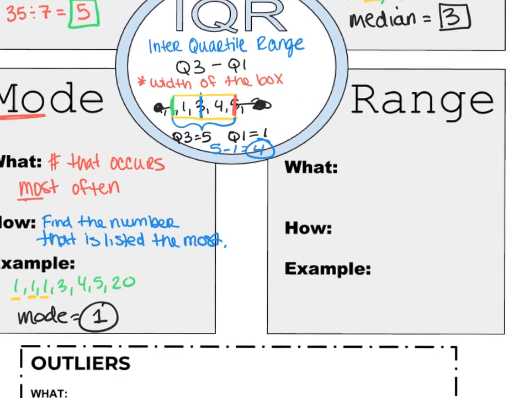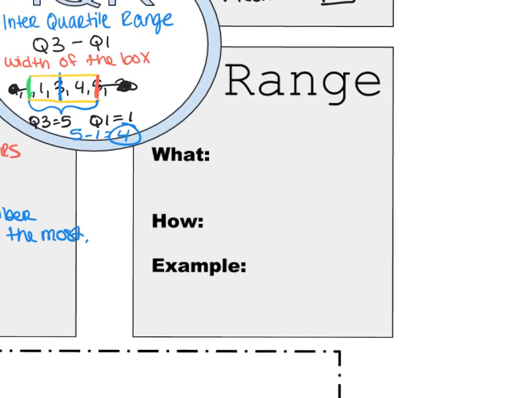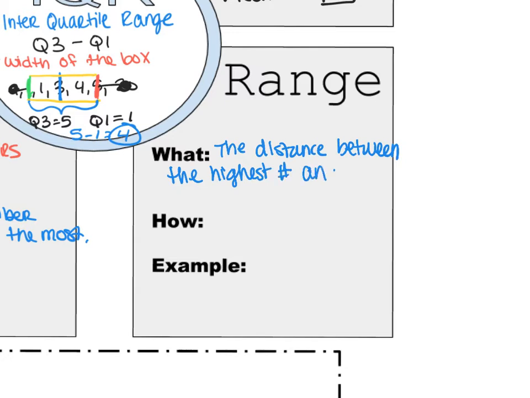All right, the last thing that we have is range. So range is the distance between the highest number and the lowest number. So how do we find it? We just take the highest number minus the lowest number.